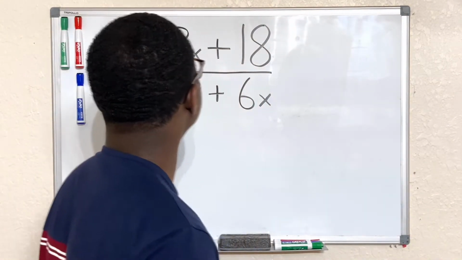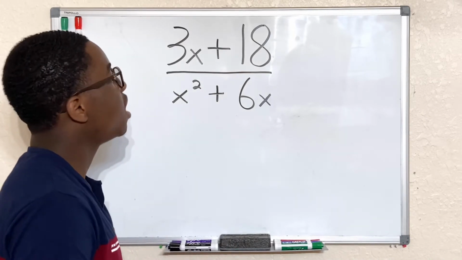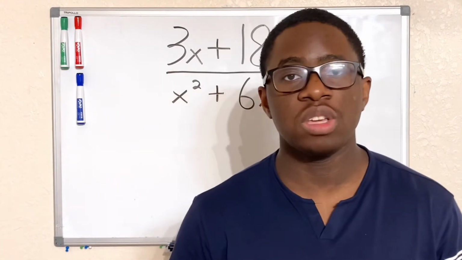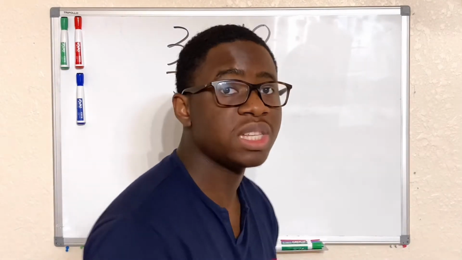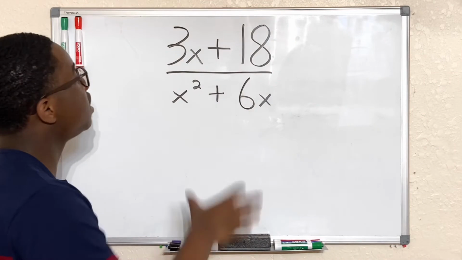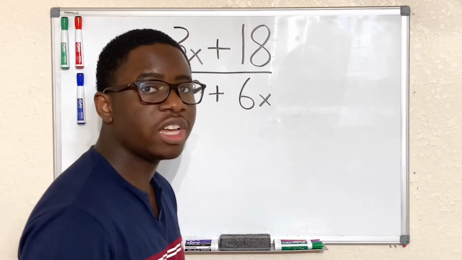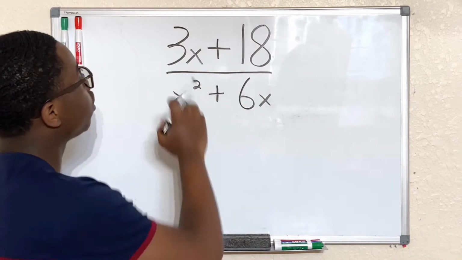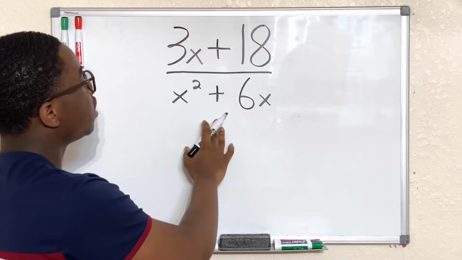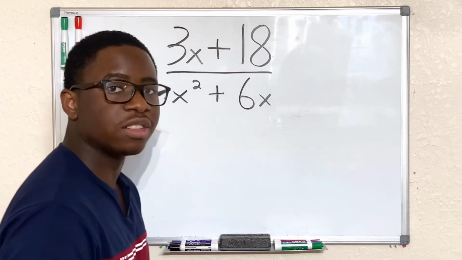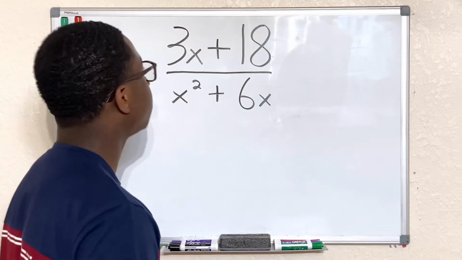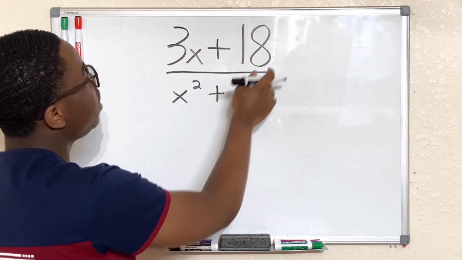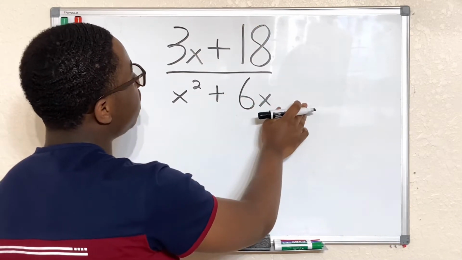So let's get started. Here you see 3x plus 18 over x squared plus 6x. Now don't worry. Don't start with the mindset that you can't do this. You can do this. You have the potential. You see something like this, don't let it fool you. Don't let it disturb you. Just take it one step at a time. How do we factor this? How do we slow this down? Let's make it smaller by taking on one set at a time. We start with the numerator and then work to the denominator.